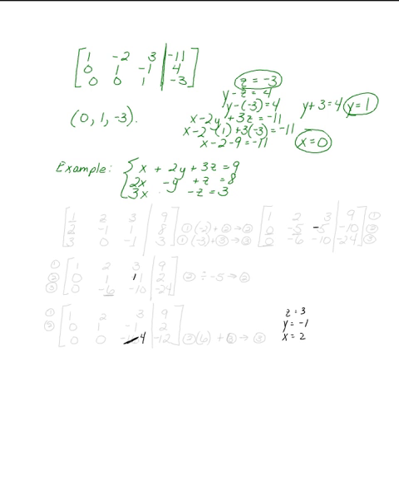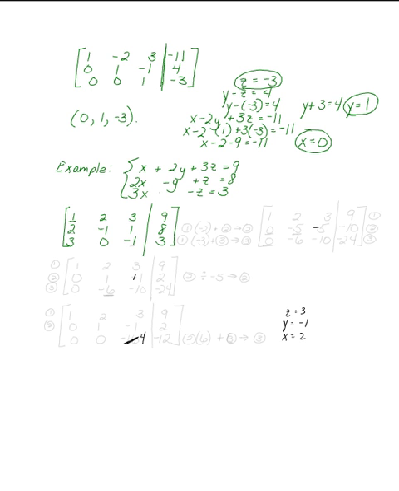First things first, we are going to make ourselves an augmented matrix. 1, 2, 3, 9, 2, negative 1, 1, 8, and 3, 0, negative 1, 3. Now looking at our augmented matrix, we can see that we do have a 1 in row 1, column 1. So that step is done. Next step is to get zeros below that.